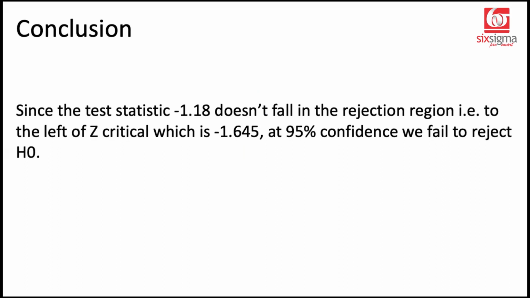So we can write, since the test statistic, negative 1.18, doesn't fall in the rejection region, that is to the left of Z critical, which is negative 1.645 at 95% confidence, we fail to reject H naught. Where is this 95% confidence coming from? This is 1 minus alpha. So if your alpha would have been 3%, you would not say 95% confidence, you'll say 97% confidence. Likewise, if your alpha was 10%, you will say 90% confidence. Confidence level is nothing but 1 minus alpha.